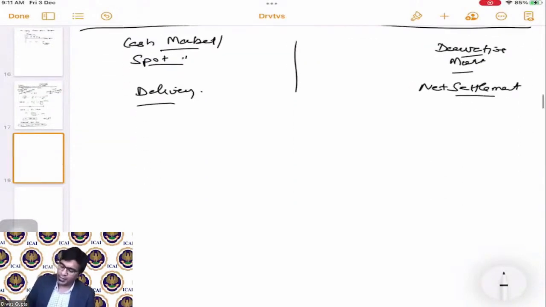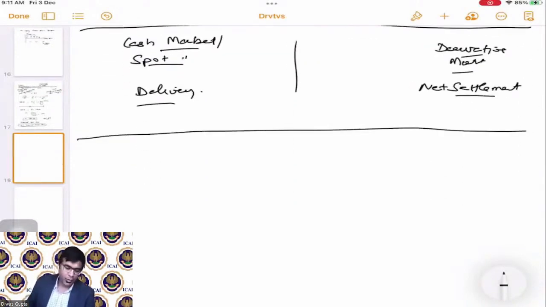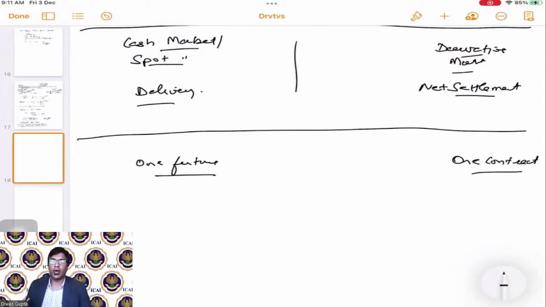Also, students, from the practical point of view, do remember one more thing. One future is separate from one contract. See, as I told you, the number of futures is how much. For example, one future is one only, but one contract can have 1,000 futures. Correct? Because the lot size is 1,000.